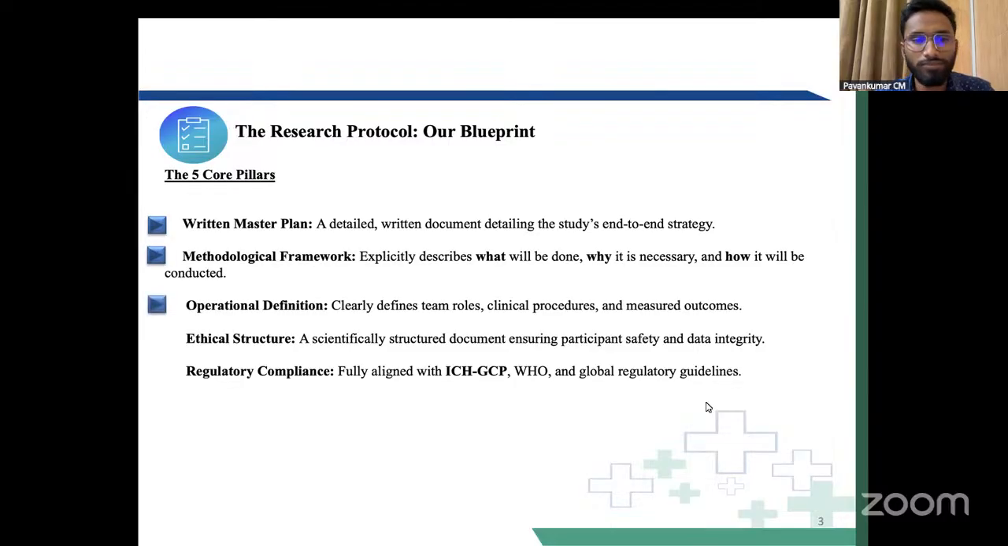Coming to the operational definition, it clearly defines terms, roles, like team roles and the responsibilities of the team, and also the clinical procedures and measured outcomes. As we all know, the ethical structure is very important. A scientifically structured document ensures participants' safety and data integrity. Not only is conducting the research in a safe and ethical way important, we also have to comply with the regulatory authorities, fully aligned with the ICH GCP, which is good clinical practice, designed by WHO and global regulatory guidelines.